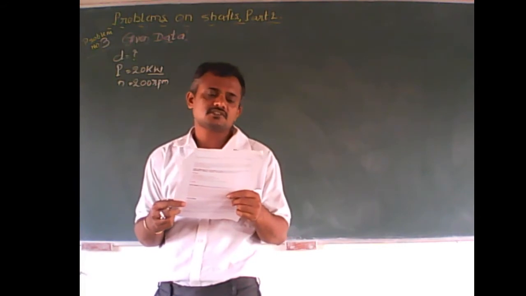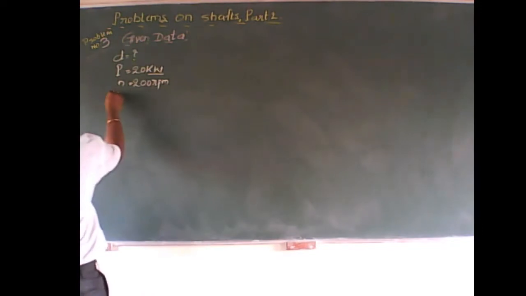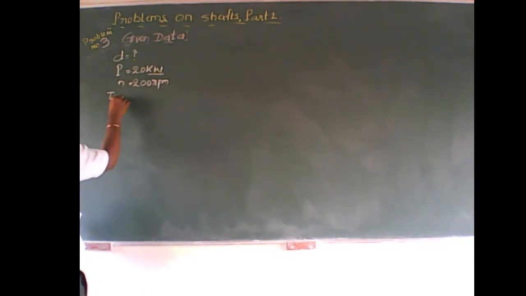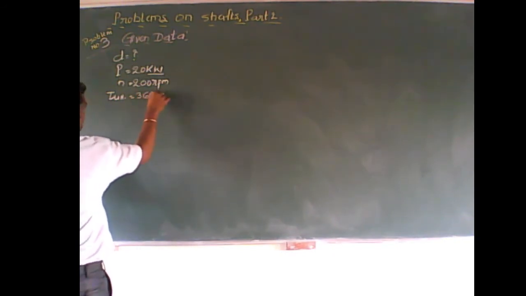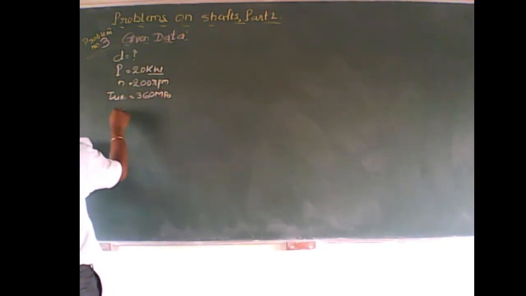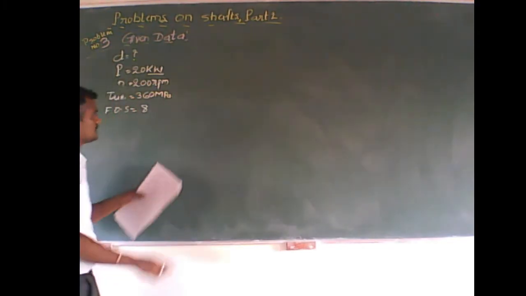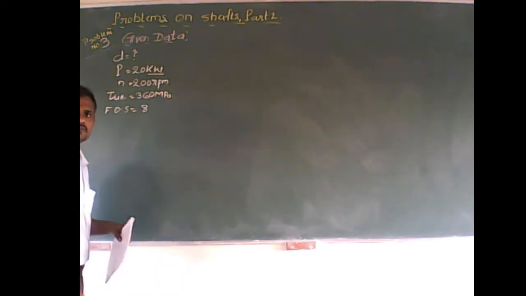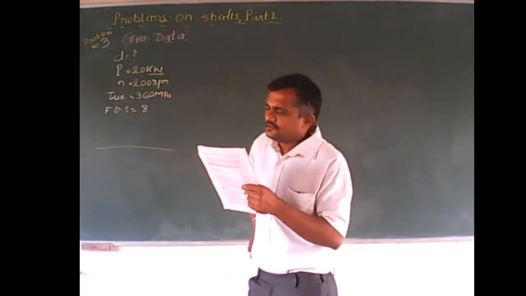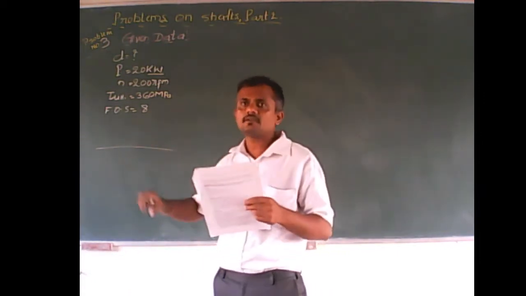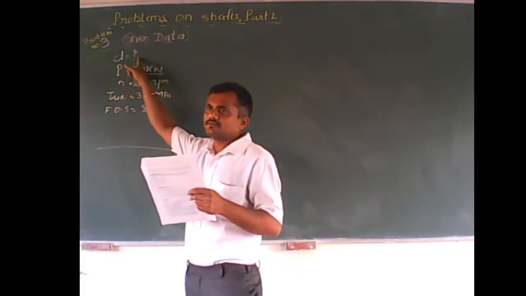The ultimate shear stress for steel may be taken as 360 MPa. Ultimate shear stress, tau ultimate, is given as 360 MPa. At the same time, the factor of safety is also given as 8. Correct. So here I would like to make a small calculation. This is one part, where we have to calculate the solid shaft diameter.